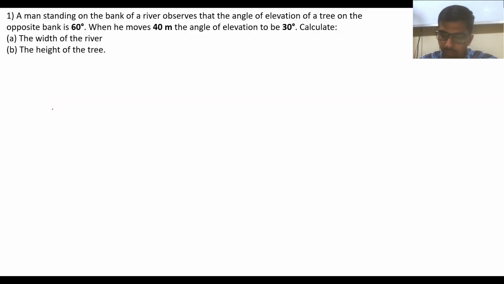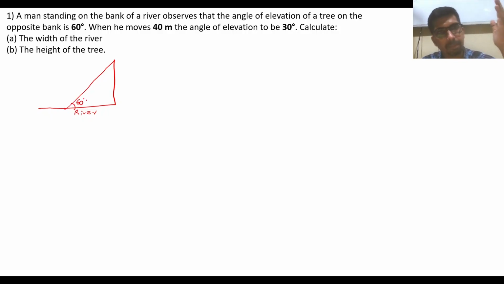This is the base. This is some distance, and there's a tree over here. A man standing on a bank of a river. Now this full thing is a river. A man standing on a bank of a river observes that the angle of elevation of a tree on the opposite bank is 60 degrees. One end of the river is over here, the other end is over here. So the man is looking at the tree and the angle of elevation is 60 degrees.